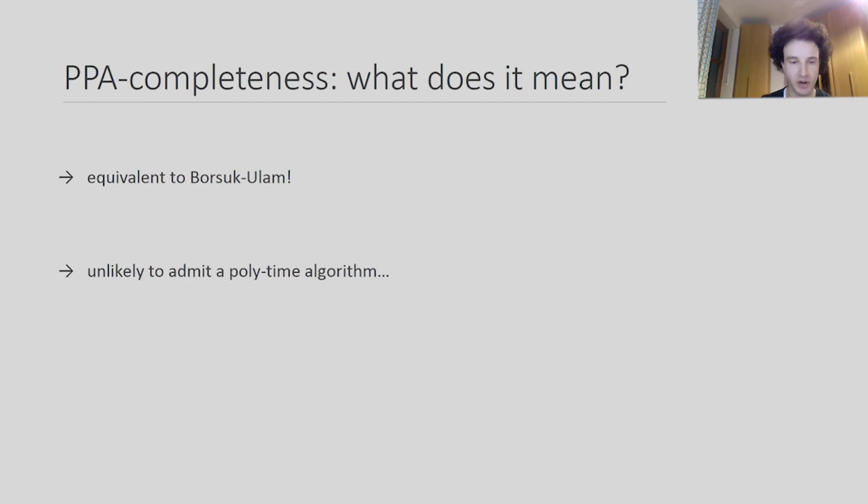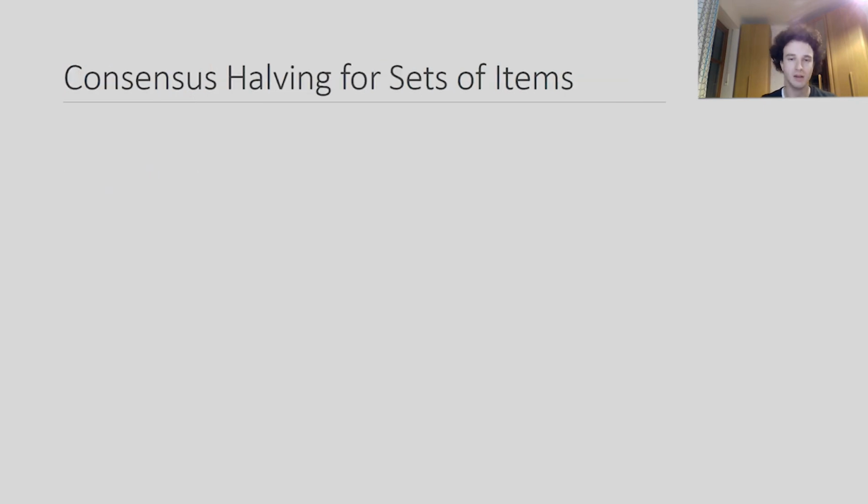So this is the end of the first part of the presentation, which was about the classical consensus-halving problem as it has been studied up to now. And in this paper, what we do is we consider a different version of this problem. We consider the consensus-halving problem for sets of items.